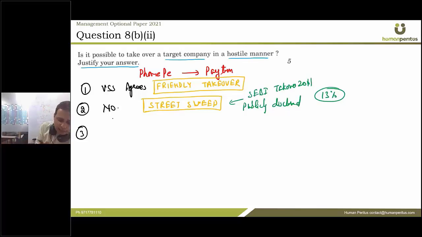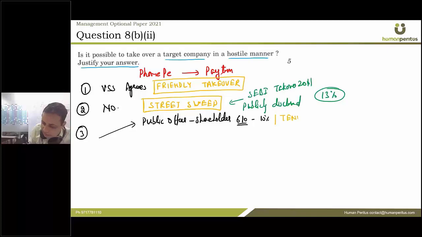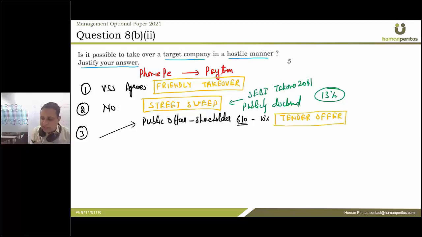Now what can PhonePe do? PhonePe can do two things. Number one, they will give a public offer to shareholders. Mind it, guys, PhonePe is not going to the office of Paytm again. They are doing it openly now, directly getting in touch with shareholders by bypassing both the management and the board. They will give a public offer that if the current price of the share is 610, I'll buy for 650 rupees, but only if a certain limit, maybe 10% of shareholders, are ready to sell their shares. This thing is known as a tender offer.